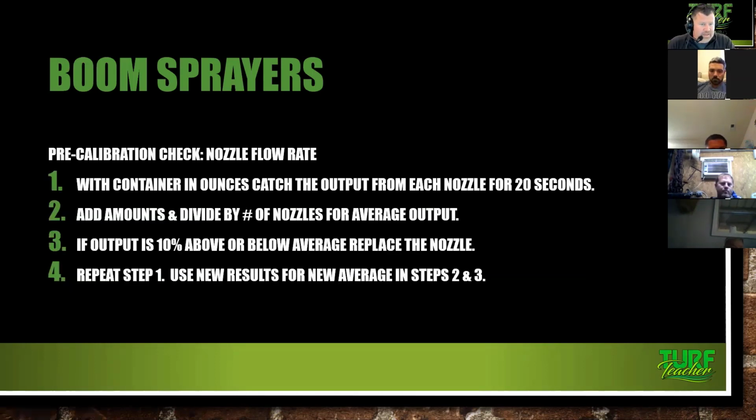All right. So with a container in ounces, catch the output from each nozzle for 20 seconds. So you'd want to, you know, mount one underneath it, or you need to get some help to actually do this. You're going to add the amounts and divide by the number of nozzles for average output. If the output is 10% above or below the average, replace the nozzle. You'll repeat step 1, use new results for the new average in steps 2 and 3.